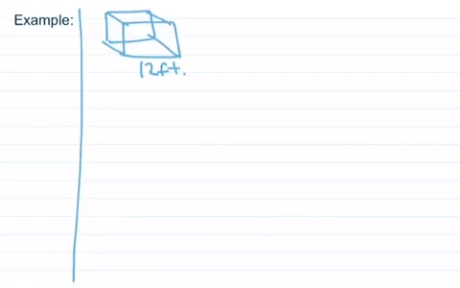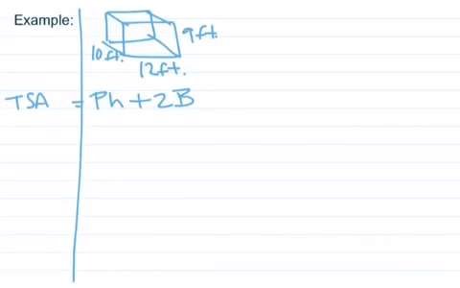So I'm going to draw our shape. Here's our rectangular prism. We're going to say 12 feet, 10 feet, and our height is 9 feet. I know that I'm finding total surface area and lateral, so I'm going to go ahead and write my formula down. We're going to follow our process of writing our formula, showing our work, and then solving.